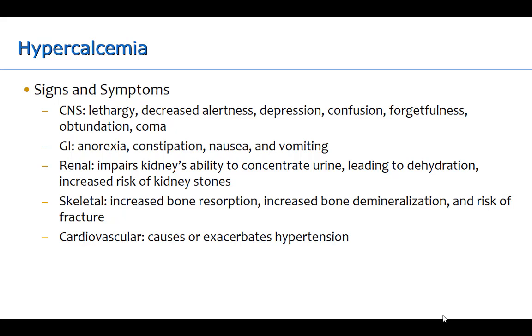The signs and symptoms of hypercalcemia are very widespread. So, you can have effects on the central nervous system: lethargy, decreased alertness, depression, confusion, ultimately leading to coma. On the GI tract, you have effects like anorexia, constipation, nausea and vomiting. It impairs the kidneys' ability to concentrate urine, so you will be losing a lot of water in the urine, which can lead to dehydration. It also increases the risk of kidney stones, because calcium can crystallize in the renal tubules and lead to formation of kidney stones. And in the cardiovascular system, it can cause or exacerbate existing hypertension.